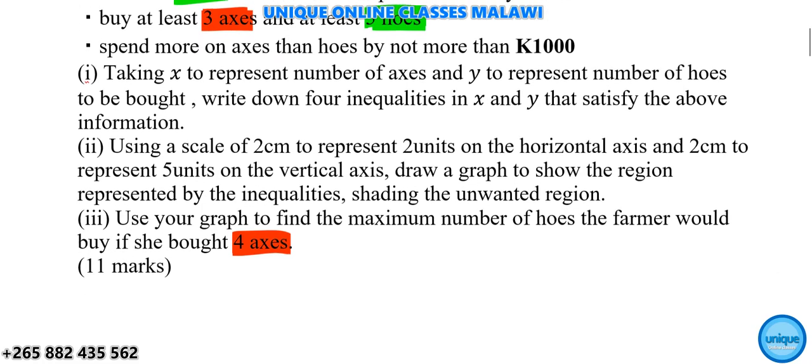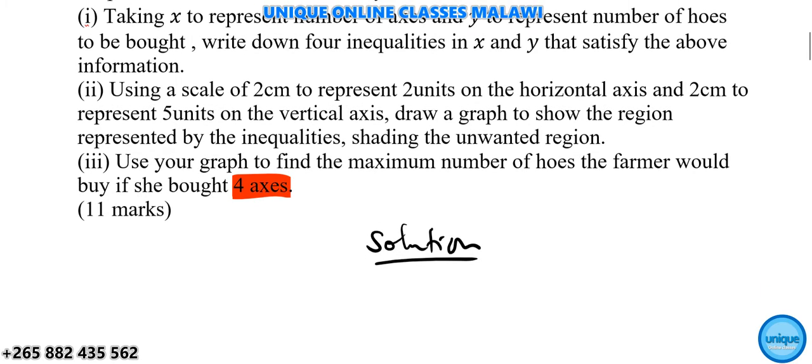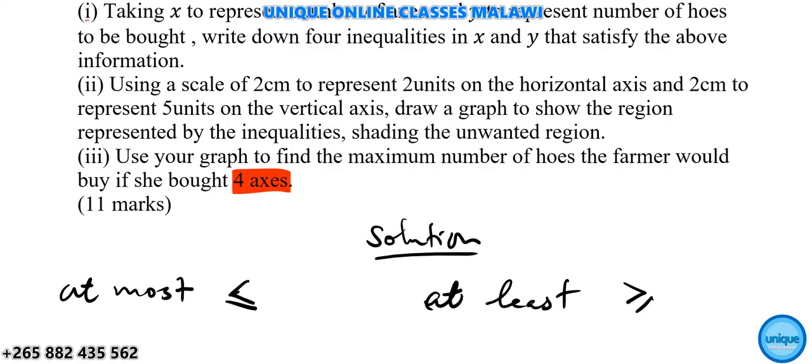For the solution, I should give you some key terms which are used in linear programming. At most means less than or equal to. At least means greater than or equal to.